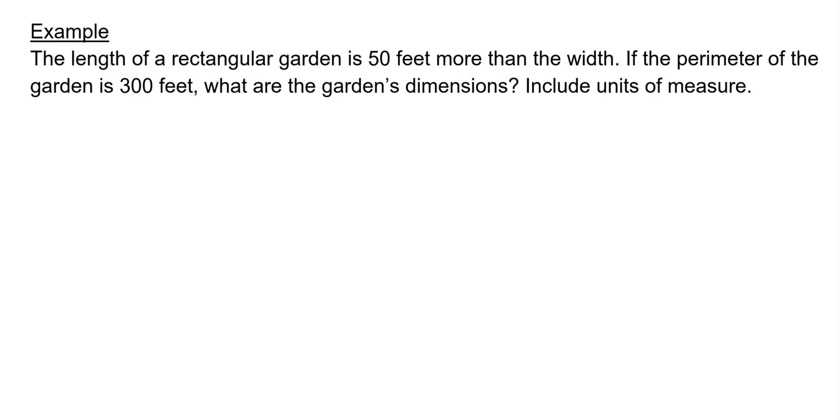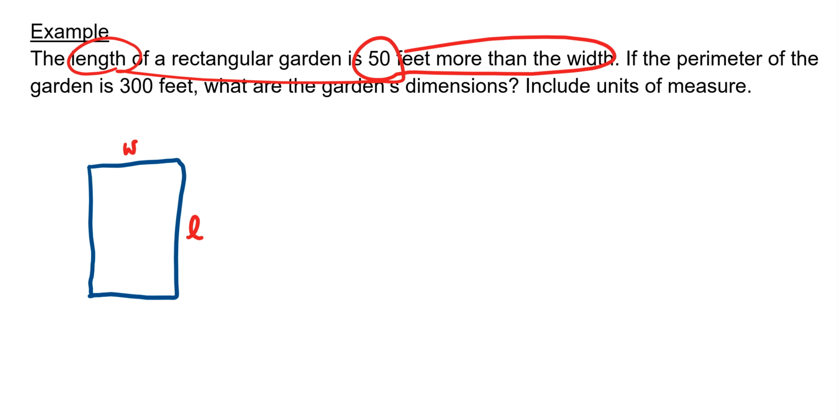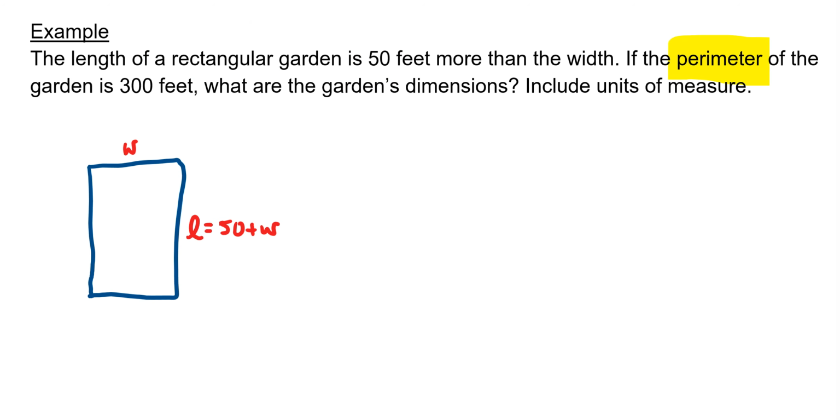So once again, good idea to draw a picture. And also, once again, this is a rectangle. So just always keep in mind what shape they're telling you it is, the garden in this case. It's a rectangle, and we're dealing with width and length once again. So we can call this the width, we can call this the length, and we're told that the length is 50 feet more than the width. So once again, we're going to rewrite length in terms of the width. Length equals 50 plus W, 50 feet more than the width. And we're also told, once again, pretty similar question, that the perimeter is 300 feet.